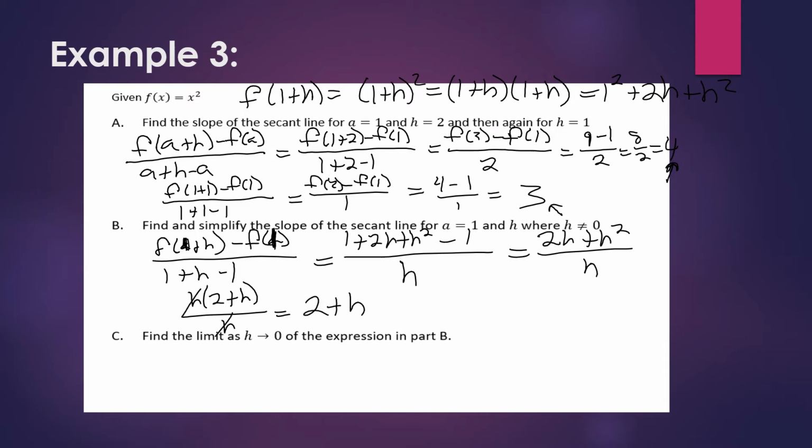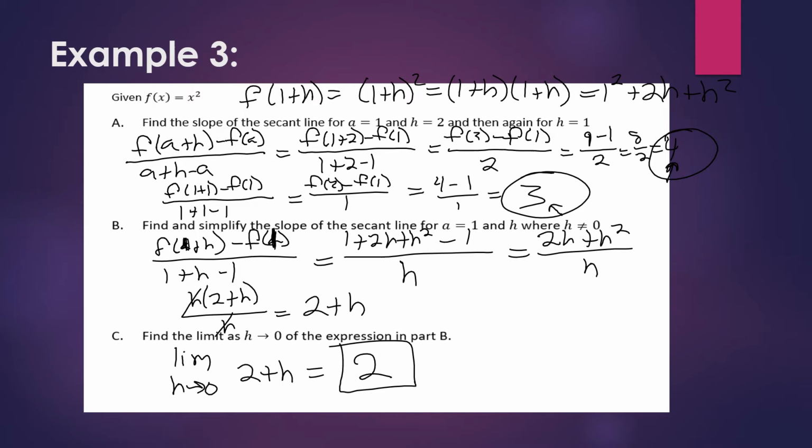And they say, well, find the limit as h approaches 0 of part B. So the limit as h approaches 0 of 2 plus h, well, that's going to be 2. So going back to our first answer, when h was 2, we got a slope of 4, as up here. When h was 1, we got an answer of 3. And as h got closer and closer to 0, we're getting this final answer of 2. So as h gets smaller and smaller, we're getting closer and closer to a tangent line.